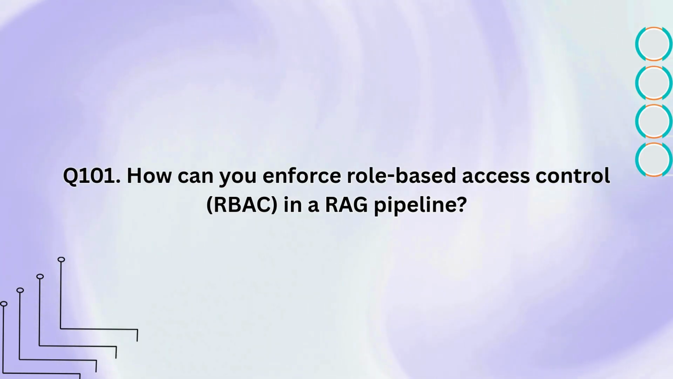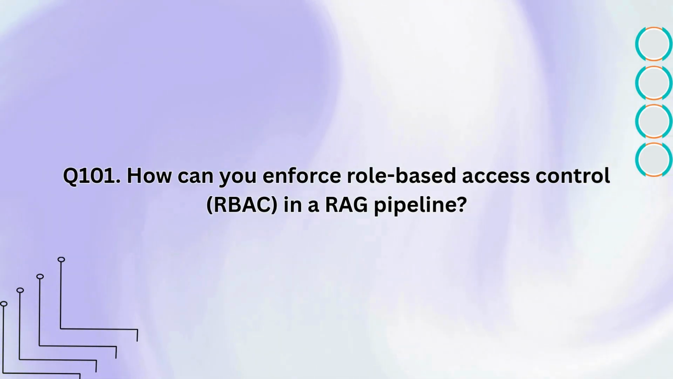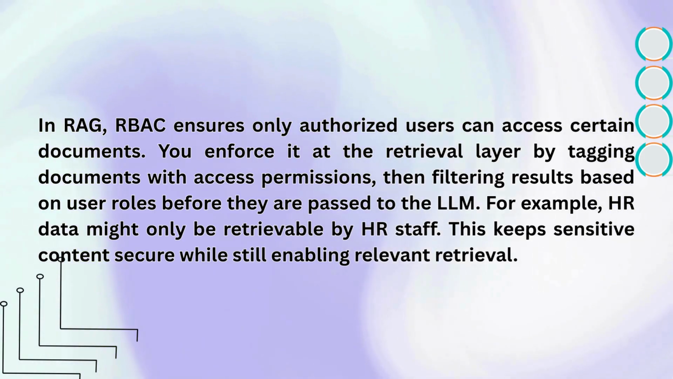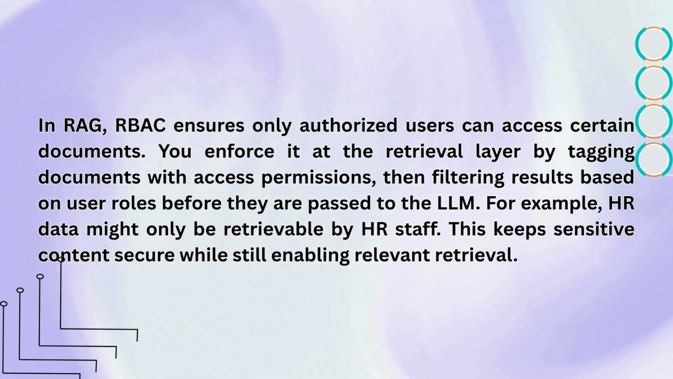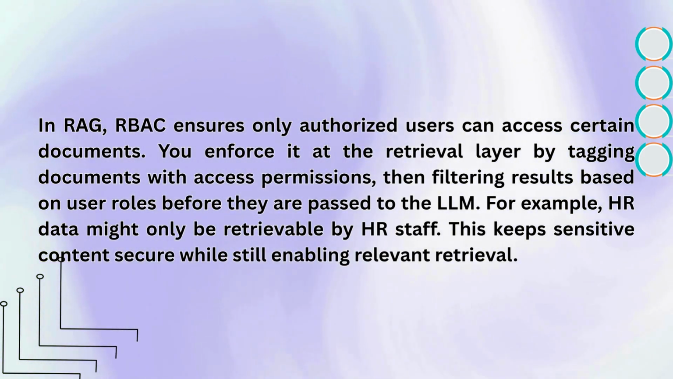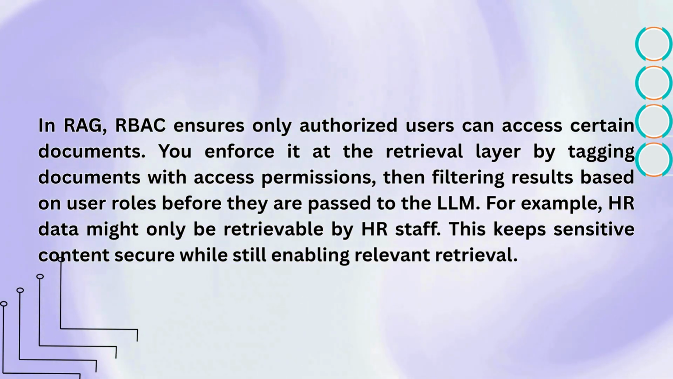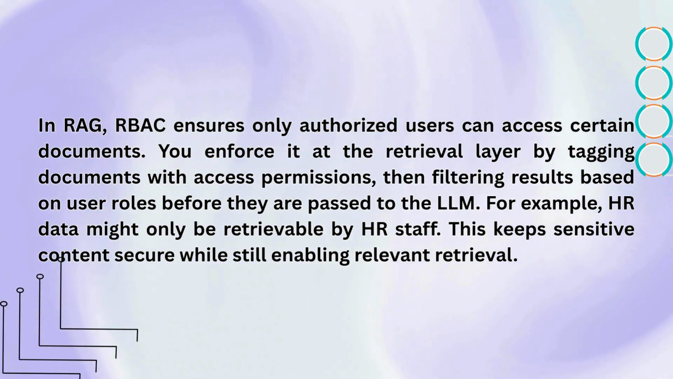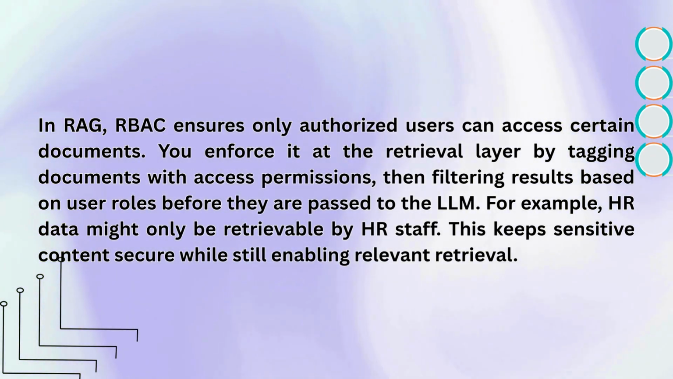How can you enforce role-based access control, RBAC, in a RAG pipeline? In RAG, RBAC ensures only authorized users can access certain documents. You enforce it at the retrieval layer by tagging documents with access permissions, then filtering results based on user roles before they are passed to the LLM. For example, HR data might only be retrievable by HR staff. This keeps sensitive content secure while still enabling relevant retrieval.